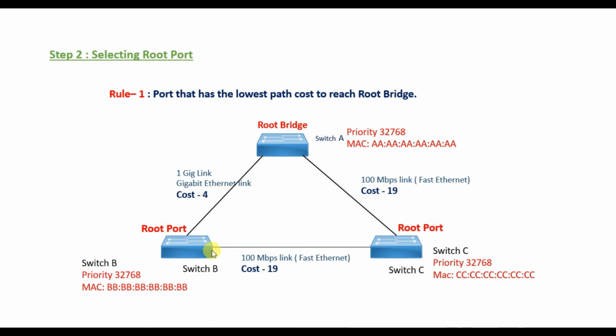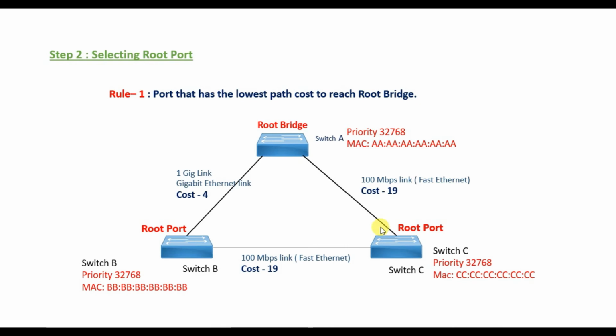At the same time, if I want to communicate from switch B to the root bridge this other way, going here and here, as I have used fast Ethernet links, the cost is 19 plus 19, which is 38. So the path cost to reach the root bridge from switch B this way is 38, and in this way it is 4. Comparing 38, 4 is the least, right? So this port is selected as the root port.